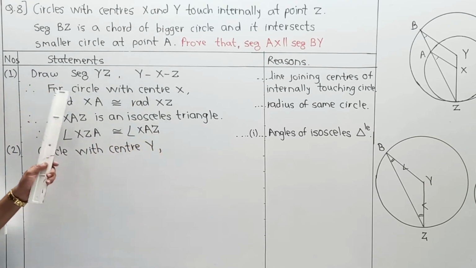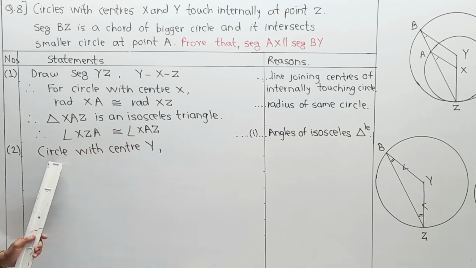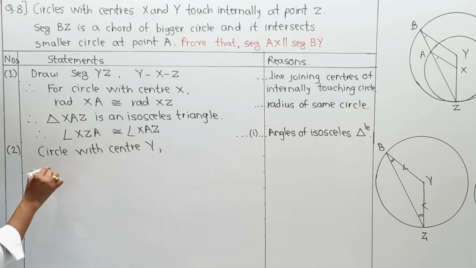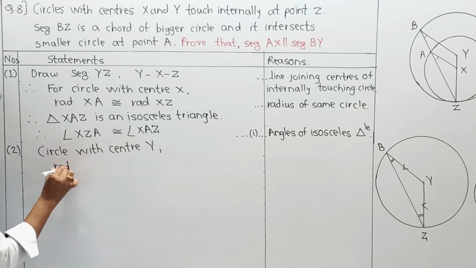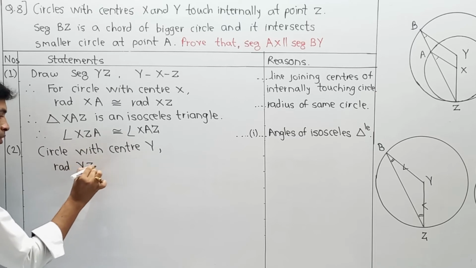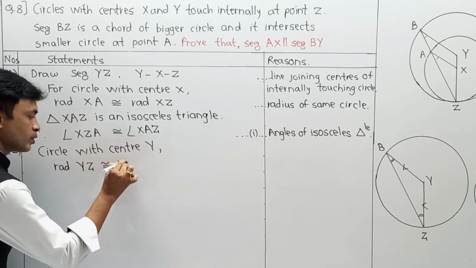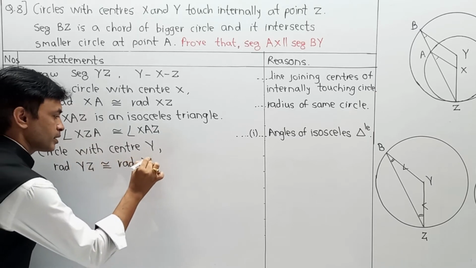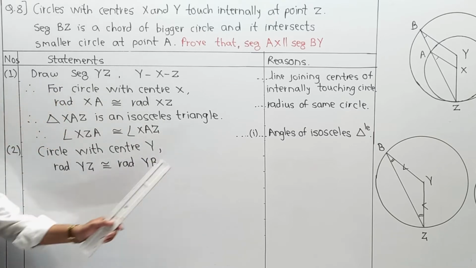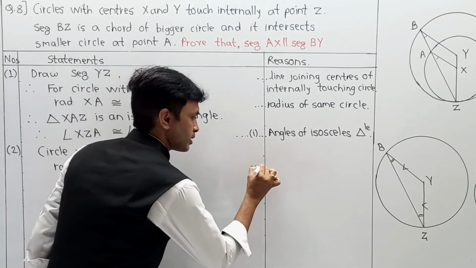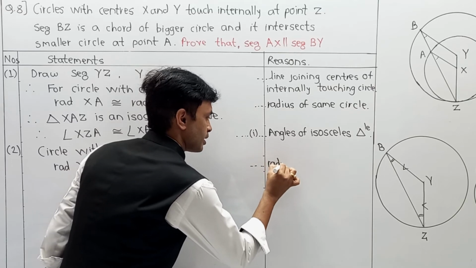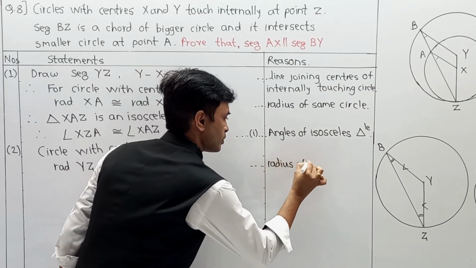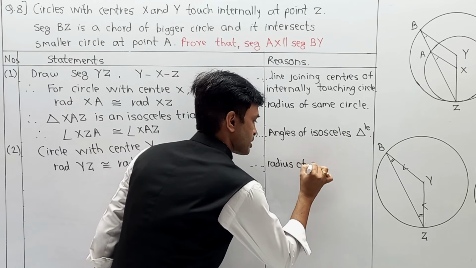Because in the first group we have declared the circle with center X, in the second group the circle with center Y, and the part is radius YZ is congruent to radius YB. The reason is radius of same circle, or you can say radius of a larger circle.